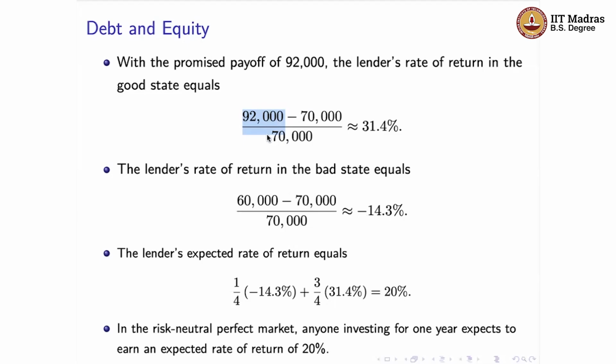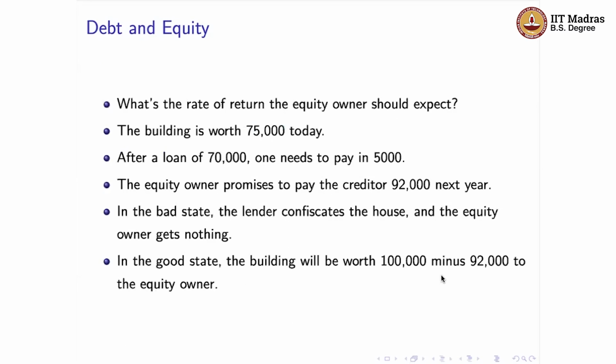If you give any amount less than 92,000, then the lender's expected rate of return is going to become less than 20%, and hence the lender would not be interested in extending this loan, right? So that's how we can pin down this 92,000, right? Okay, so that's from the lender's perspective.